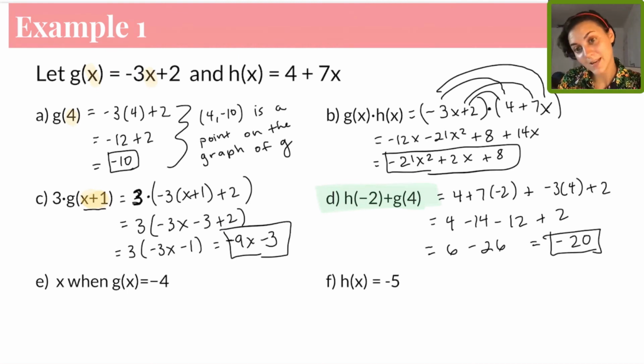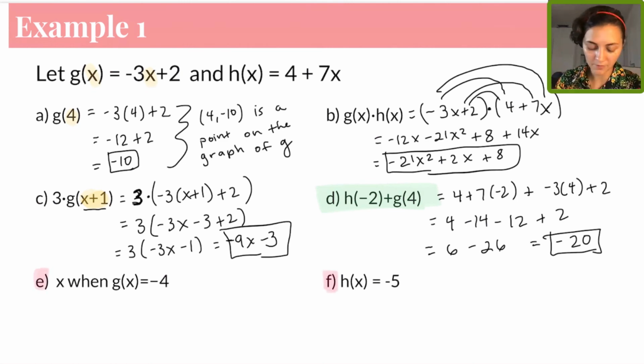Did you get negative 20? Great job. Or, if you didn't, go ahead and pause me and figure out what your mistake is, so that you do get negative 20. Okay. So these last two are definitely a little bit of a challenge. I'm going to highlight them in red. They're a little bit more challenging because they're a little different.